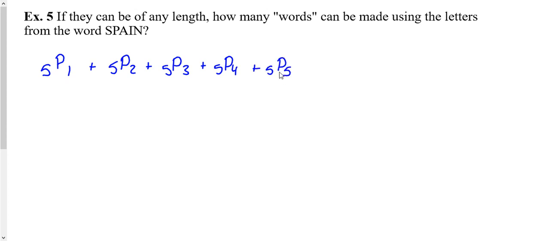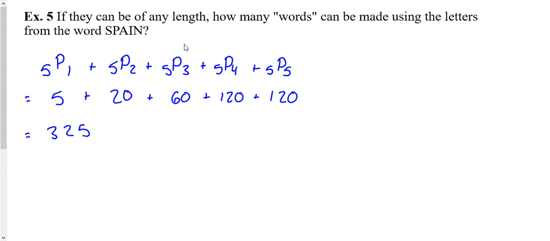And here, that's going to be my setup. I can evaluate each piece individually, and let's see what we get. 5 pick 1, just 5. Then you'd have 20, 60, 120, and another 120. In total, you'd have 325.